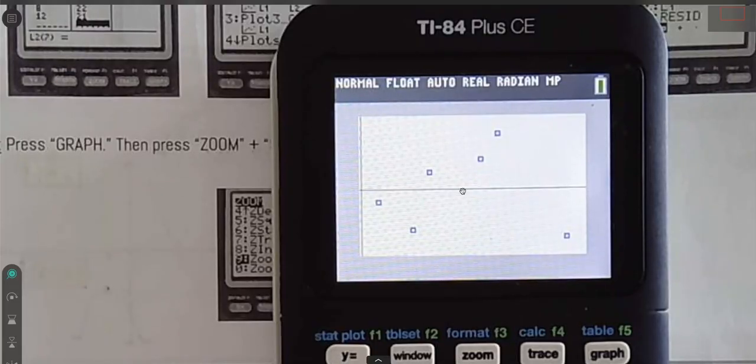Okay, I think that was it. I think you have 2 scatter plots going. Oh, you have 2 stat plots. You have 3 stat plots. I'm turning them off. That might have been the reason.